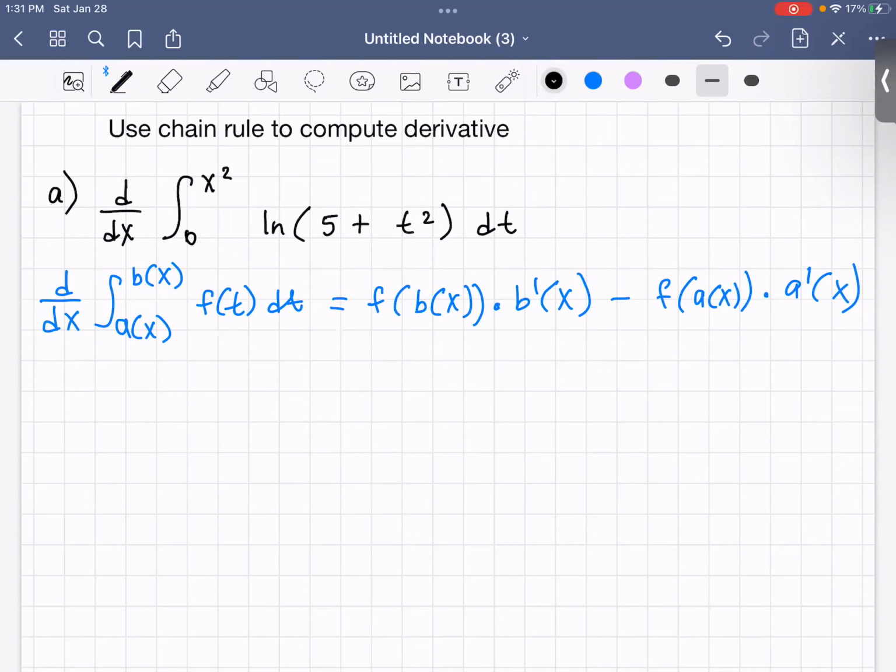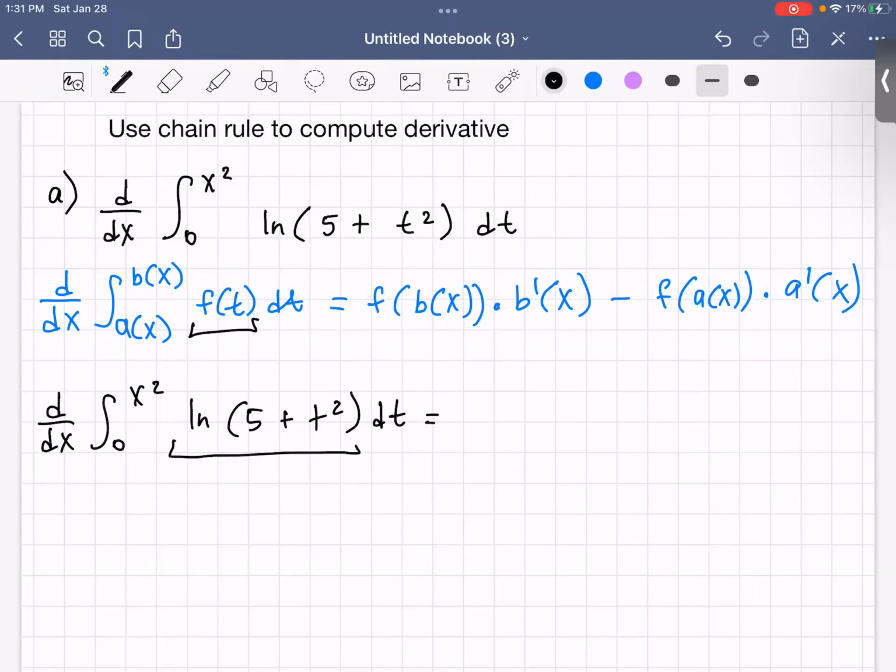So d/dx of the integral from 0 to x squared of ln... So our f of t is this whole thing. So this is where we're going to be subbing in our numbers.